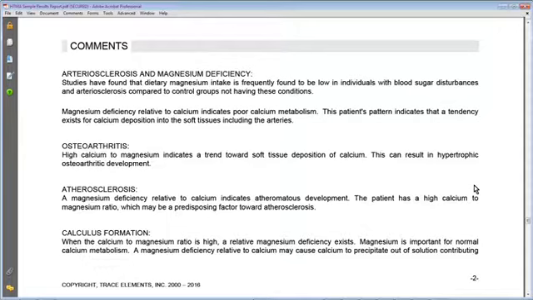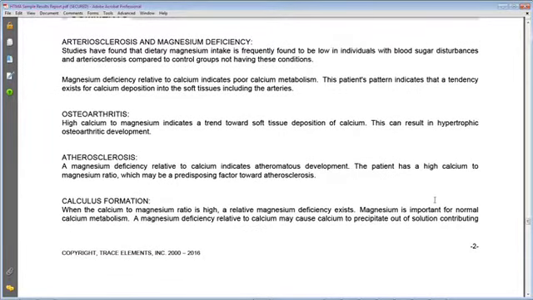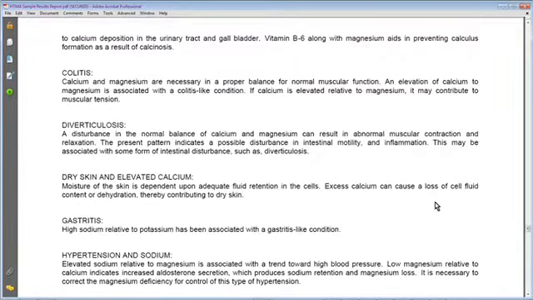Calculus formation. When the calcium to magnesium ratio is high, a relative magnesium deficiency exists. Magnesium is important for normal calcium metabolism. A magnesium deficiency relative to calcium may cause calcium to precipitate out of solution, contributing to calcium deposition in the urinary tract and gallbladder. Vitamin B6 along with magnesium aids in preventing calculus formation as a result of calcinosis.